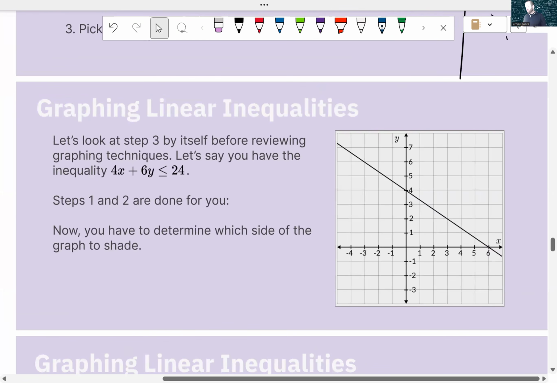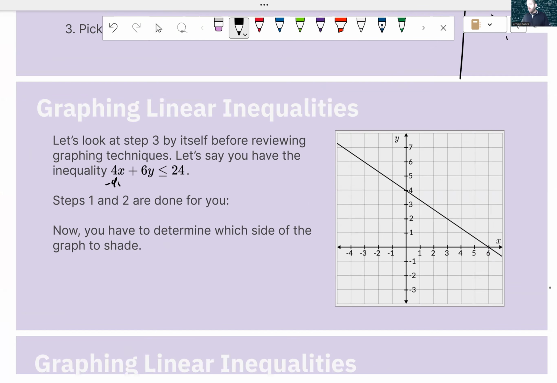Let's look at another example here. So let's say we have this inequality 4x plus 6y is less than or equal to 24. They already did step 1 and 2 for us. It graphed it, it changed it so it was just what y equaled. So it did -4x, -4x, 6y is less than or equal to -4x plus 24, and y is less than or equal to -4 over 6x plus 4, y is less than or equal to -2/3 x plus 4.